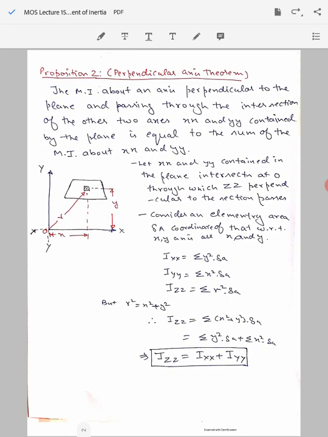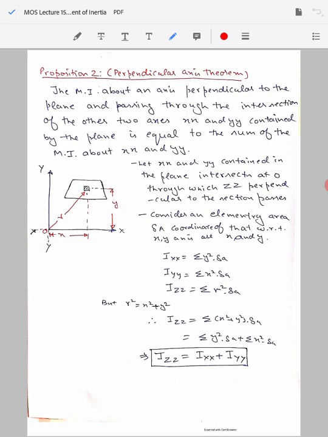Now let's look at the second proposition. This second proposition is known as the perpendicular axis theorem. What is this theorem? The moment of inertia about an axis perpendicular to the plane and passing through the intersection of the other two axes x and y contained by the plane is equal to the sum of the moment of inertia about the x and y axis, or xx and yy axis.